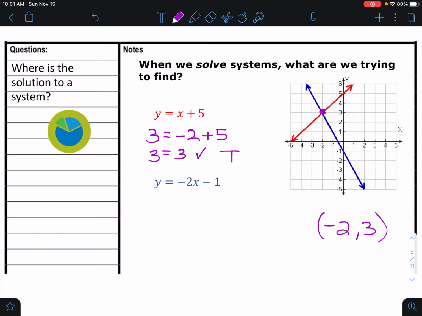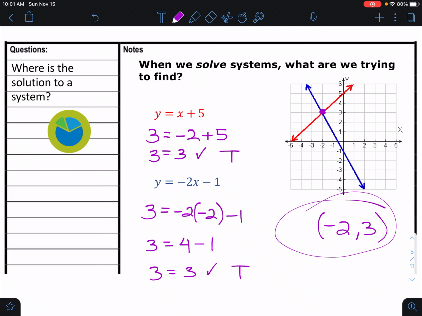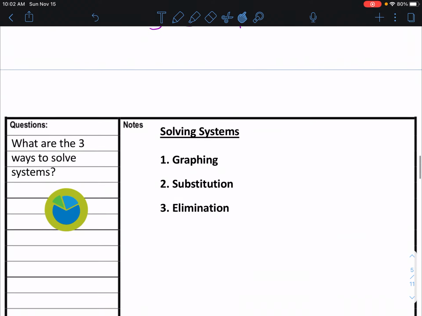And so, well, what if I plug it into the other one? Okay, so I get 3 equals 4 minus 1, which is also a true statement. That checks out. So really what happens is when you take this point right here and plug it into the equation for both lines, you get a true statement. In other words, this is the only point that they both have in common that will be true for both of them. So we call this a solution to the system, and that's what we're trying to find.